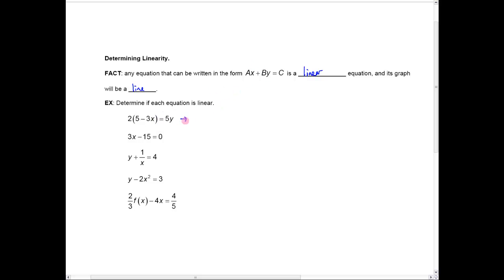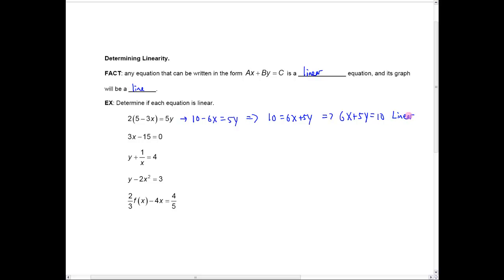So notice here I could distribute the two. I'd get 10 minus 6x equals 5y. And if I put everything on one side, I could take the 6x on the other side. And if I turn it around, 6x plus 5y equals 10. You can see it's like ax plus by equals c. And so yes, this is linear.